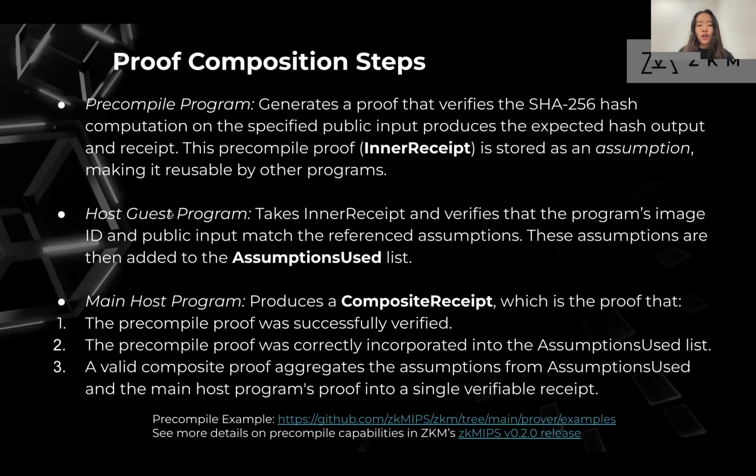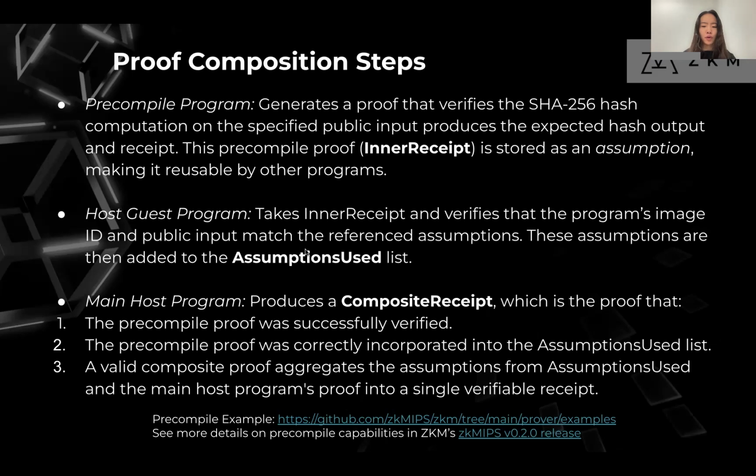And then we have our host guest program. So what this program does is it takes its inner receipt and verifies that the program's image ID and public input match the referenced assumptions that are already there. And so all of these assumptions can then be added into a list.